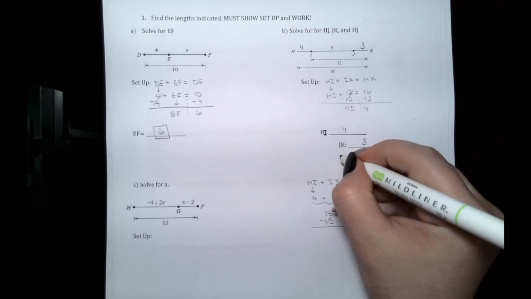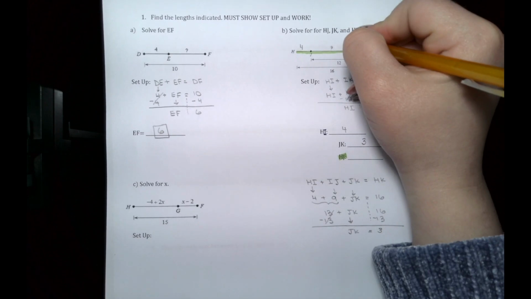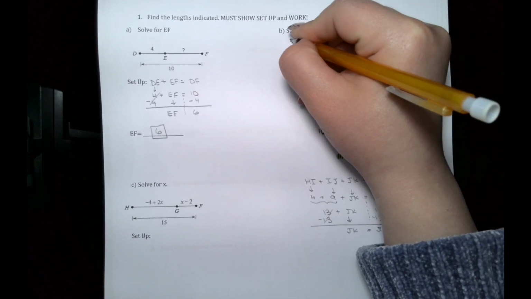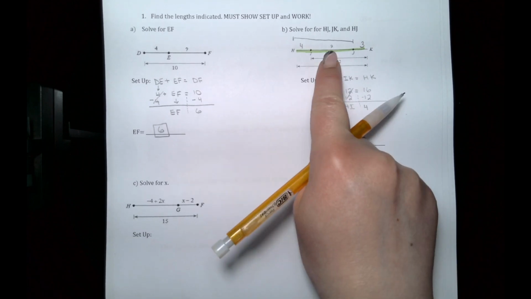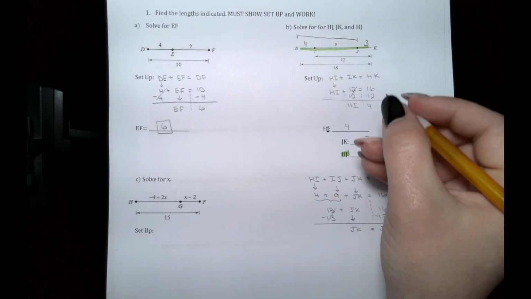Bring that up here. Now they are asking us also for HJ. So HJ is right, oops, I went too far, is right here. So we want to know what the distance is between H and J, and we can see that we're going through 4 and 9. So HJ is 4 plus 9, which is 13.